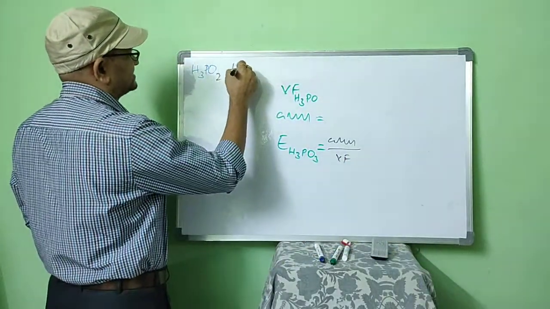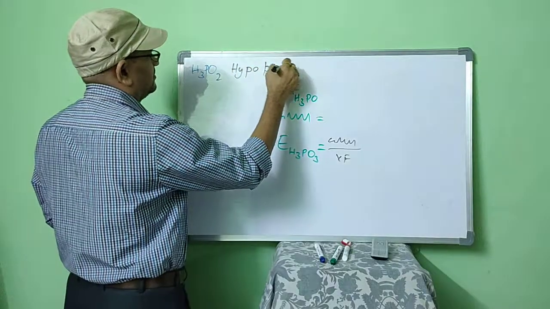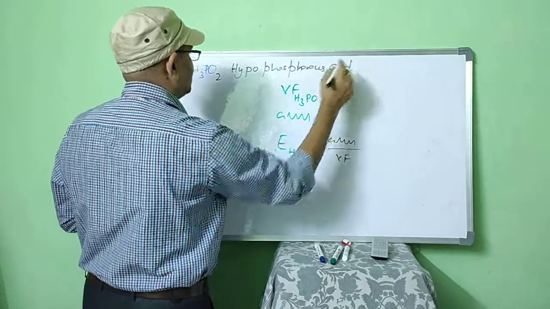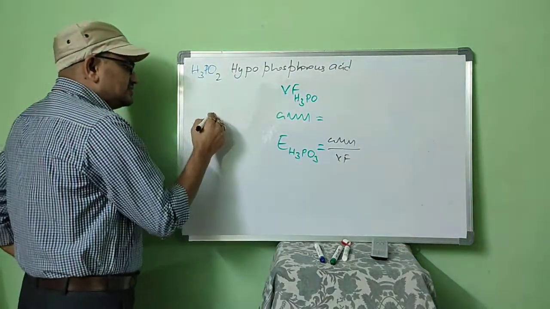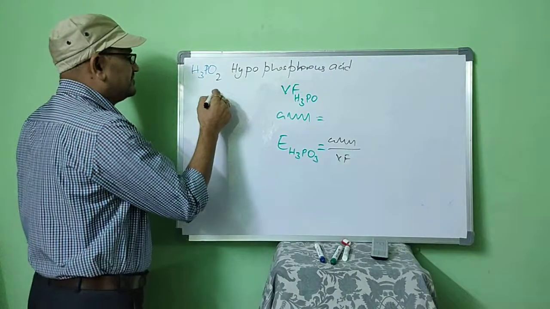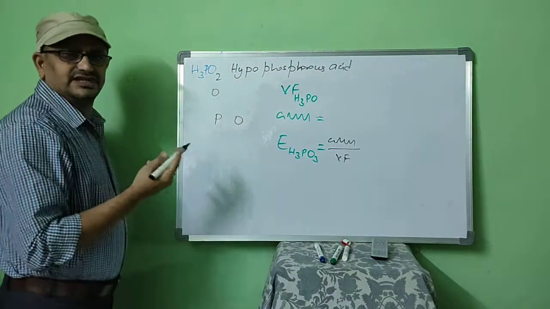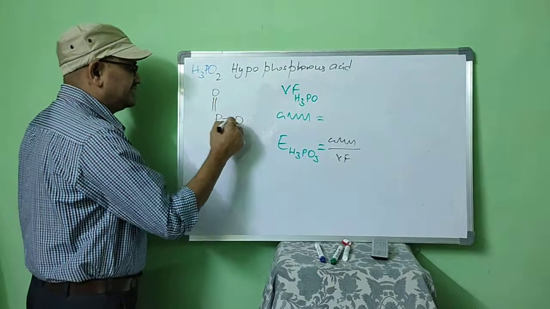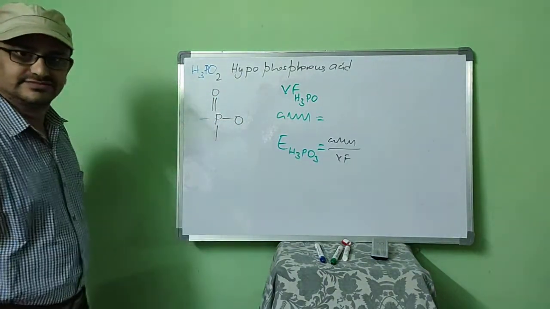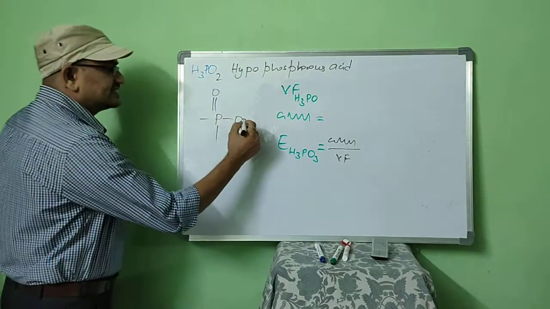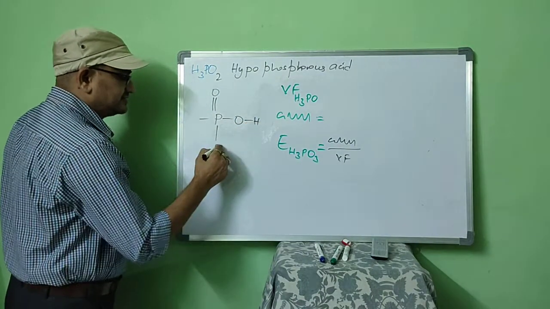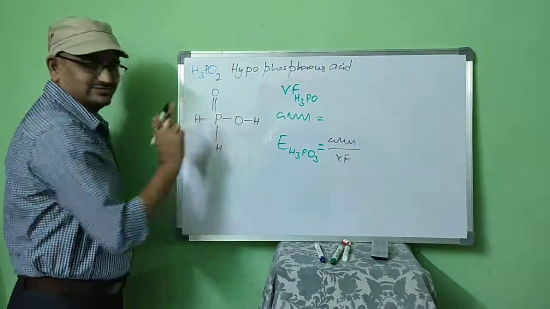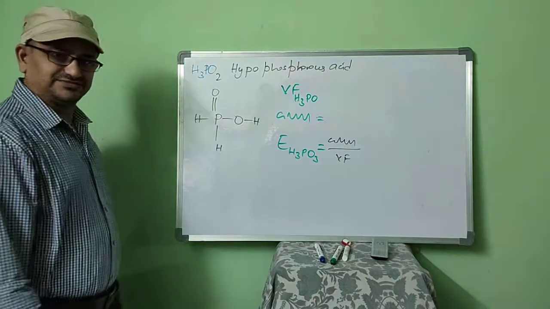H3PO2, hypophosphorus acid. Here also the central atom is phosphorus, surrounded by 2 oxygens. Phosphorus can form a maximum of how many bonds? 5 bonds. So 1, 2, 3, 4, 5. Right? So oxygen is bivalent, and the remaining valences are with hydrogen, hydrogen and hydrogen. H3PO2. Yes, we got the structure.